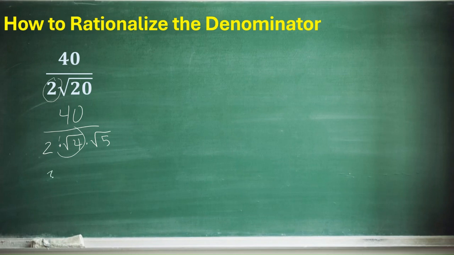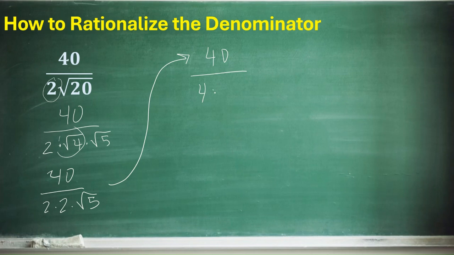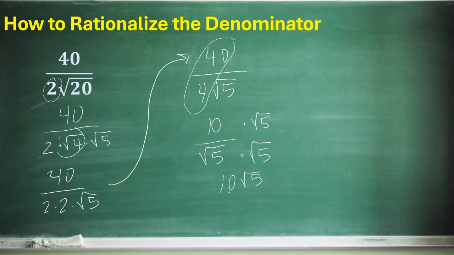So this becomes 40 divided by 2 times 2 times root 5. Okay, so that gives me 40 divided by 4 times root 5. Unlike the last problem, I'm going to go ahead and simplify this. 40 divided by 4 is 10, so I end up with 10 divided by root 5. Okay, now I'm going to go ahead and multiply root 5 by root 5. What I do to the denominator, I do to the numerator. So I end up with 10 root 5 in the numerator, and I end up with root 25 in the denominator.